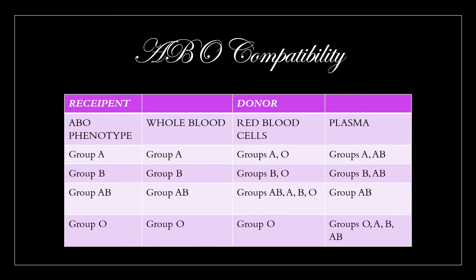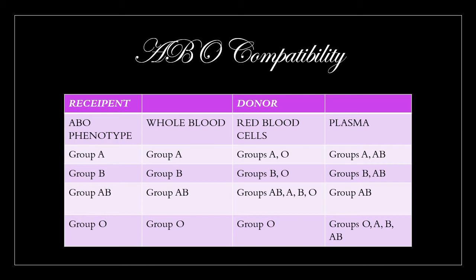So what does ABO compatibility look like? The recipient, that's the patient. The phenotype: if the recipient's A, whole blood, they can get group A. If it's red blood cells, that means the plasma has been removed from the whole blood, they can get A or O. If it's plasma, fresh frozen plasma, they can get A or AB.